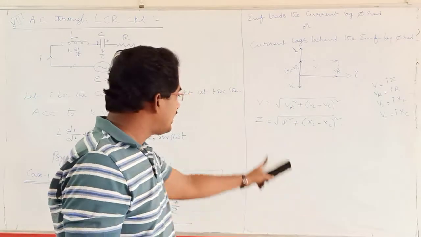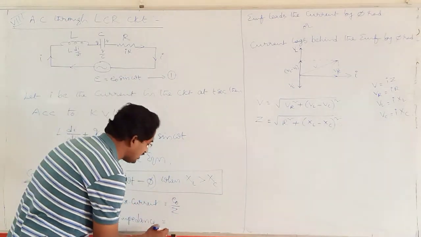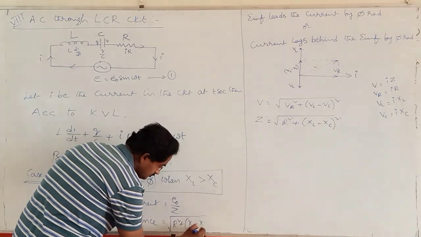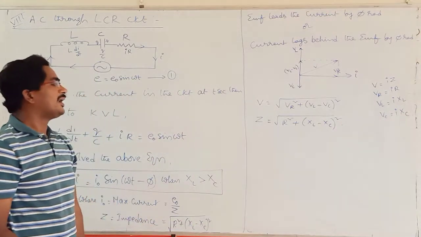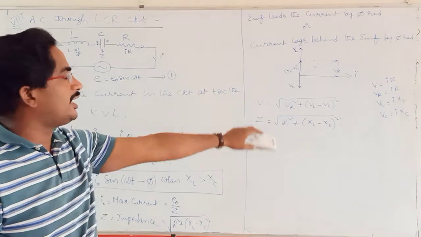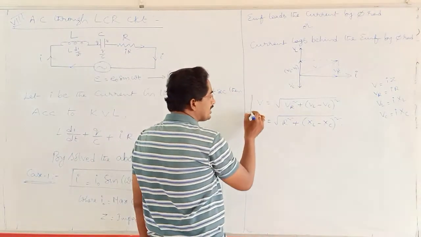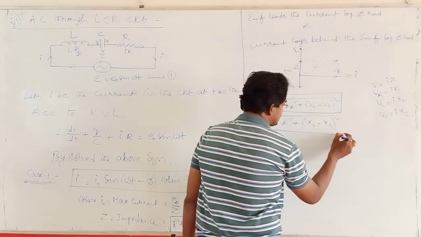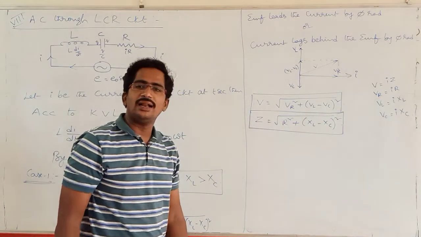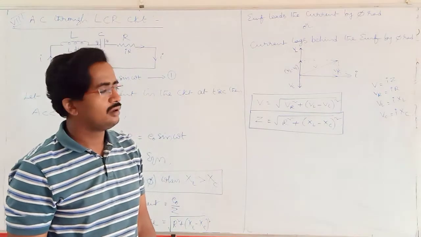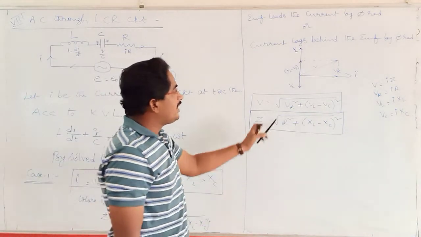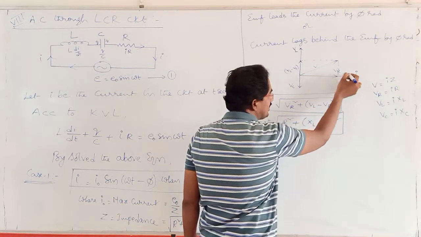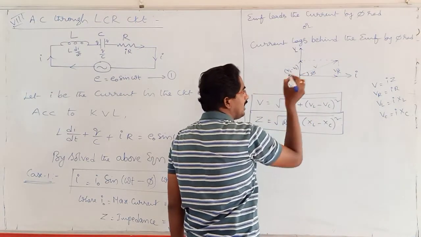That is the impedance value that I am writing here, root over R square plus (XL minus XC) whole square. This is called the net potential difference across the circuit, and this is called the impedance. And what is the phase difference between net potential and the current? The phase difference is phi.